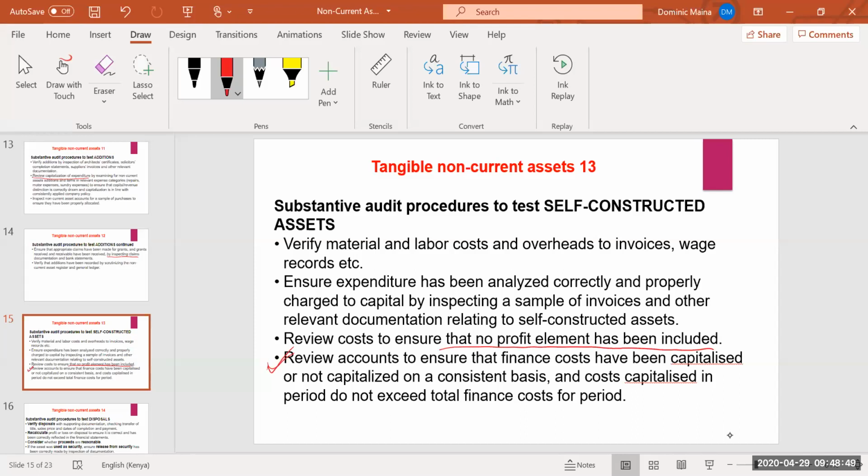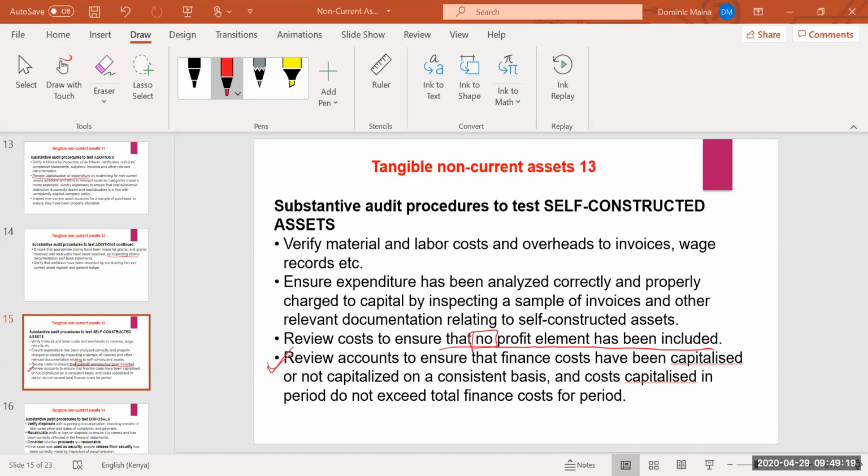When it comes to the total value of the asset, there is no way the company can include a profit element here. This asset that you're constructing was not meant for the market. It was for your own use. So there's no way you can charge your own sale. You can't charge a profit on yourself. Therefore, there ought to be no profit element on it. This is your own asset you're constructing, so how can you make profit out of yourself? Therefore, ensure as an auditor that there's no profit element on the particular asset.